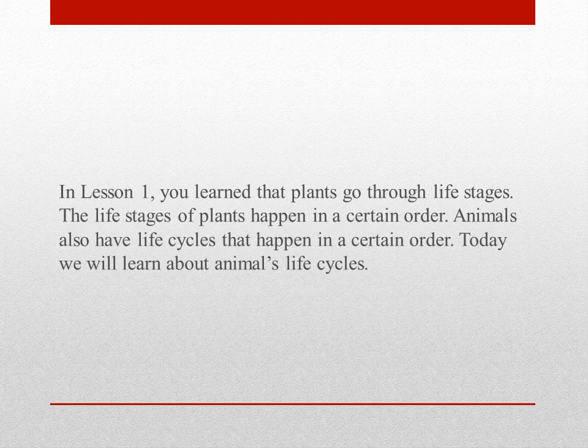In lesson 1, you learned that plants go through life stages. The life stages of plants happen in a certain order. Animals also have life cycles that happen in a certain order. Today, we will learn about animals' life cycles.